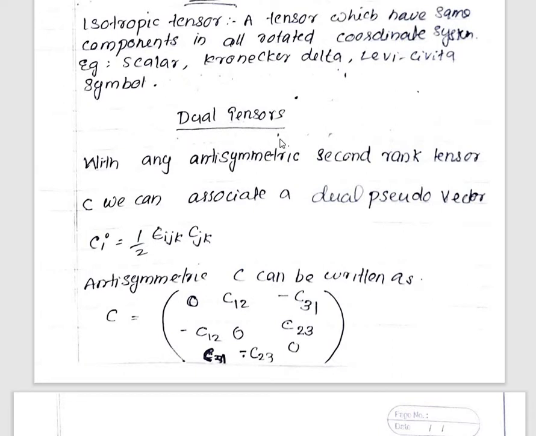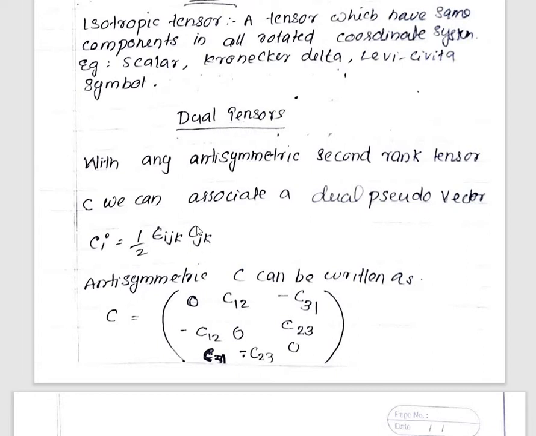The next one is the dual tensor. With any anti-symmetric second rank tensor C, we can associate a dual pseudo vector, that is Ci. We know Ci has only one index, that means it is a vector. Normally it is called a pseudo vector because it is equal to half epsilon ijk Cjk. Epsilon ijk is a pseudo tensor of rank 3. So here Cij should be antisymmetric, then only this condition will exist.